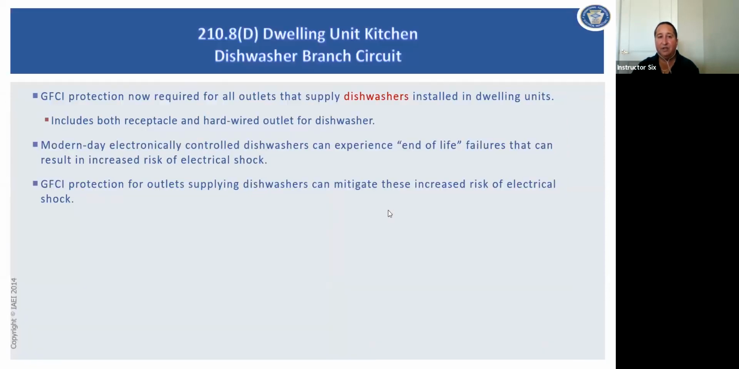That's in (B)(10). The dishwasher, you're going to need it, and it was in the 14 code, but it doesn't matter if it's hardwired or a receptacle. You're going to need GFCI protection for the dishwasher. Okay, either way, you're going to need it. Doesn't matter. All outlets, so it could be a receptacle, it could be hardwired. You're going to need it for the dwelling unit kitchen dishwasher.